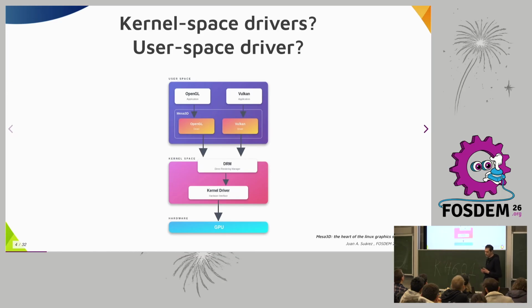Mesa is a framework that helps to write drivers that reside in user space. And the main objective is to translate the OpenGL API or Vulkan API to something that can then be submitted to the kernel, something that is very specific to each of the GPUs. As that depends on each GPU, usually we have different drivers inside Mesa that cover different GPUs.